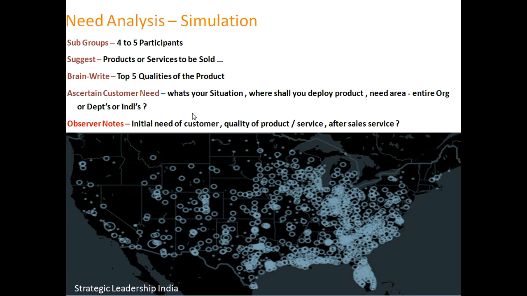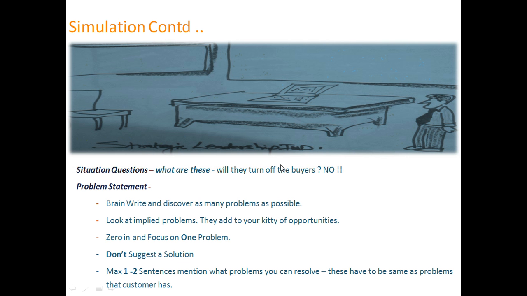What we saw was we wanted to do a simulation, and I suggested that you go ahead and choose the participants, choose some observers, make sure that they are following whatever has been discussed in the model till now. Let's look at one example of such a simulation. You try and brainwrite, you being the sales folks, you try and brainwrite and discover as many problems as possible.